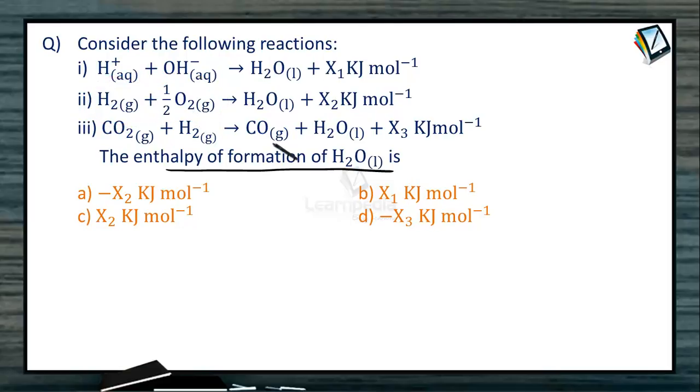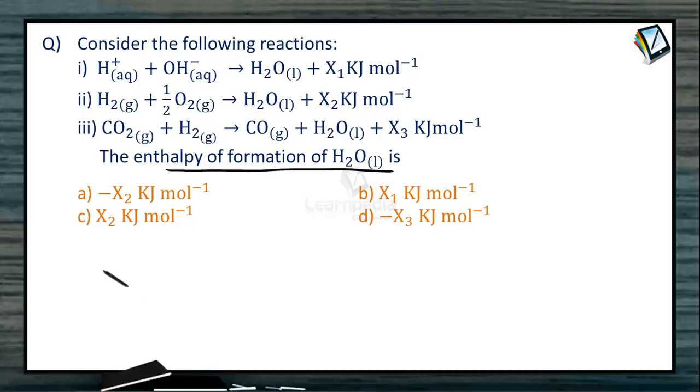And in the third one, here also 1 mole of H2O is formed along with 1 mole of CO2 by the reaction between 1 mole of CO2 and 1 mole of hydrogen. So in all the cases, 1 mole of water is formed, but the enthalpy change is different. And this we can answer only based on recollecting the definition of enthalpy of formation.